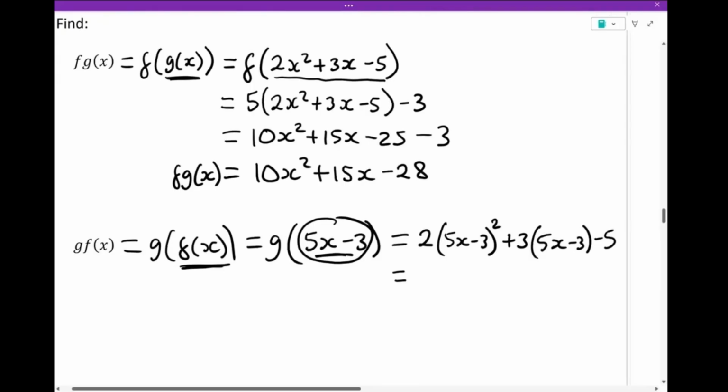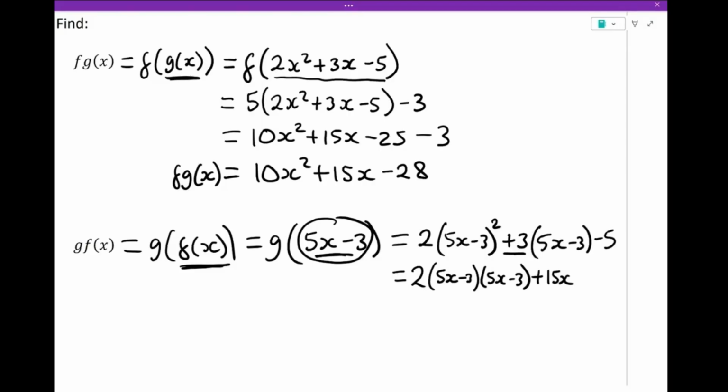So if I was simplifying, I need to expand these brackets. So we'd have 2 lots of, and it would be 5x subtract 3 multiplied by 5x subtract 3, like that, because we're squaring the 5x subtract 3. Then we got a positive 3 multiplying this bracket, so we get positive 15x for 3 times 5x. And then from the 3 times negative 3, we get negative 9. And then we got to subtract 5 like that.